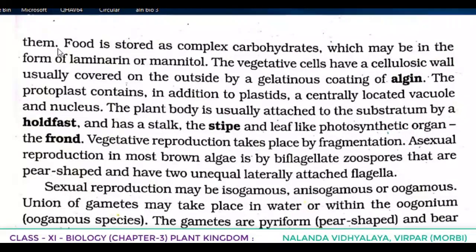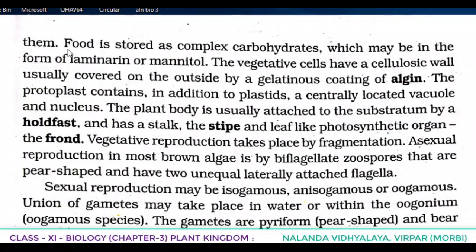These Phaeophyceae vary in color. From which color to which color? Olive green to various shades of brown, depending upon the amount of the xanthophyll pigment. That pigment's name is fucoxanthin, present in them.